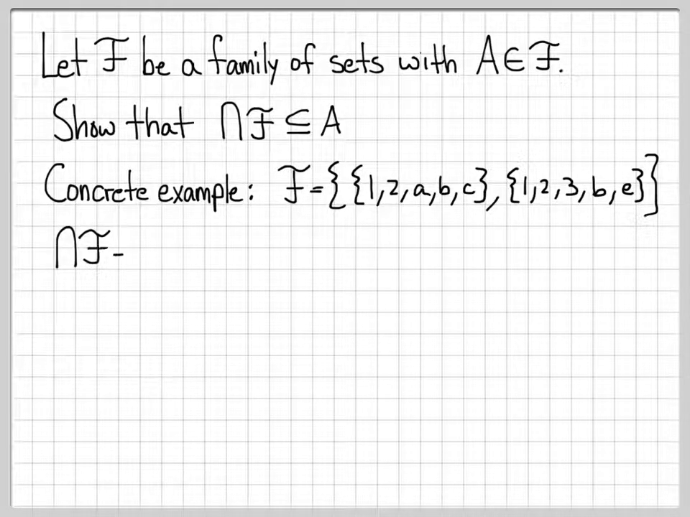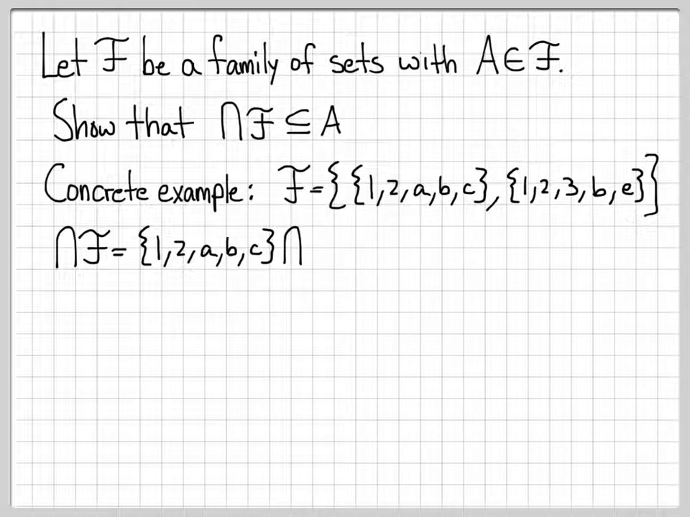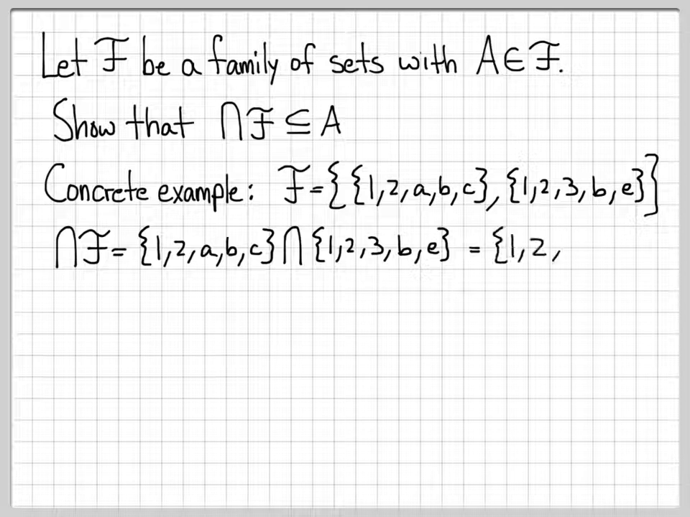Okay? If I was to compute the intersection of F, that means to compute the intersection of all elements of F. So I would take the first set, and I'd intersect it with the second set, and I'd intersect it with the third if there was, and a fourth, and a fifth, and a sixth, and so on. In this case, though, there's only two elements of F, so I only have to intersect two sets. When I intersect sets, I find the common elements. And by looking at this, I can see that the only common elements between these two sets are the elements 1, 2, and B. So the intersection of F is the set 1, 2, B.